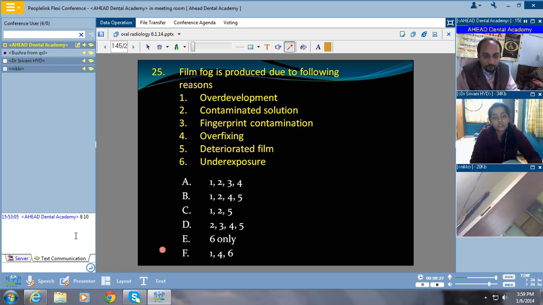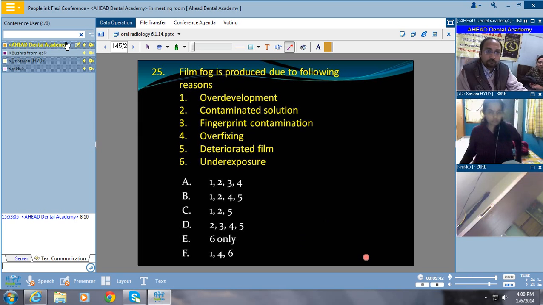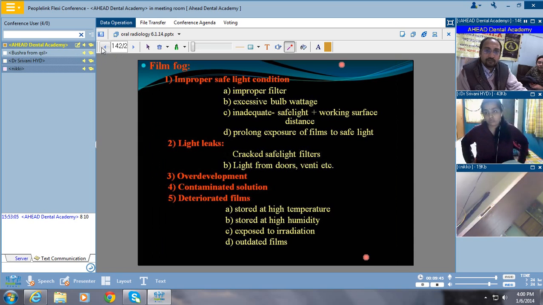Could it be B? What is choice B? Overdevelopment. Yes, overdevelopment can lead to film fog. What about overfixing? Will it lead to a film fog? No? Okay, let us go back.